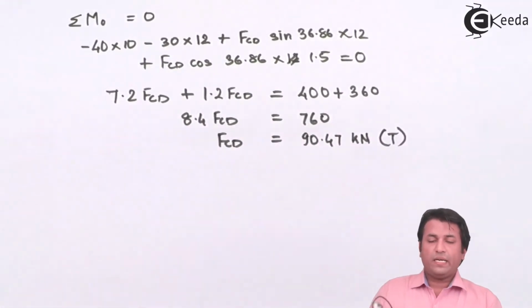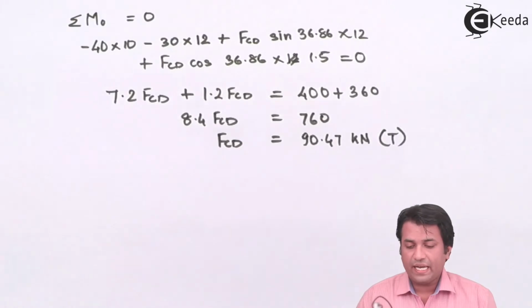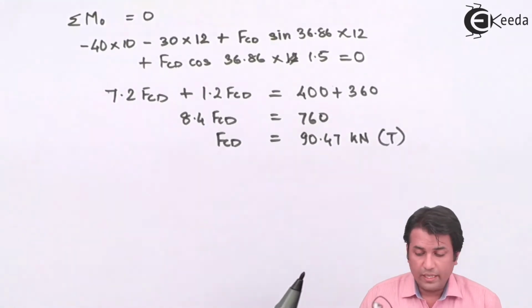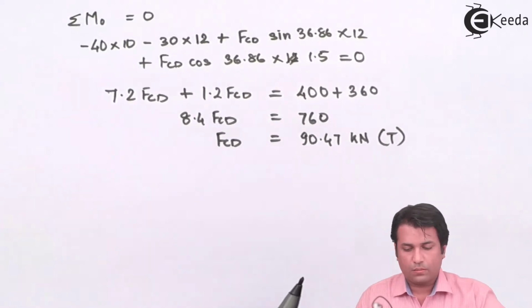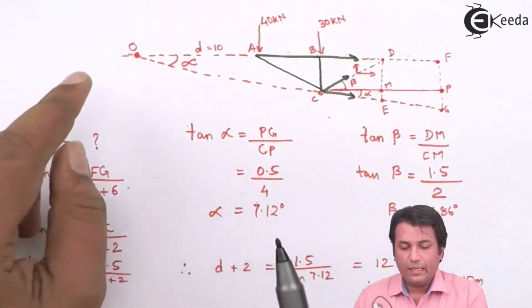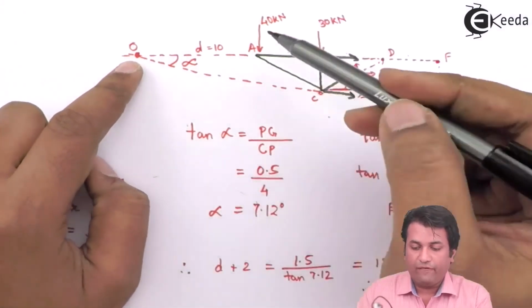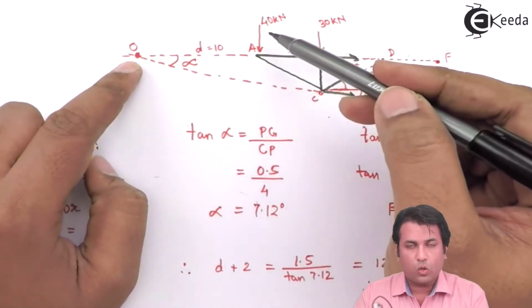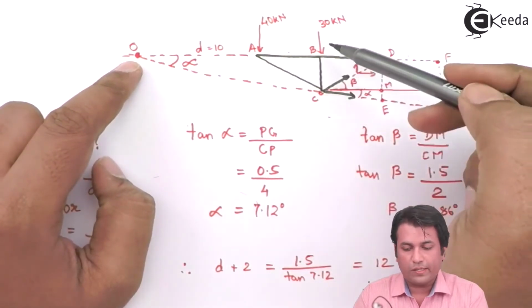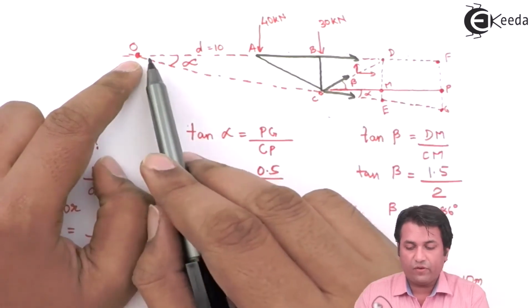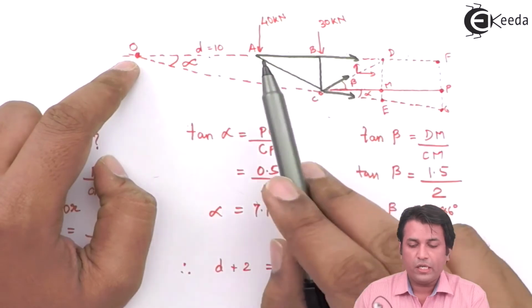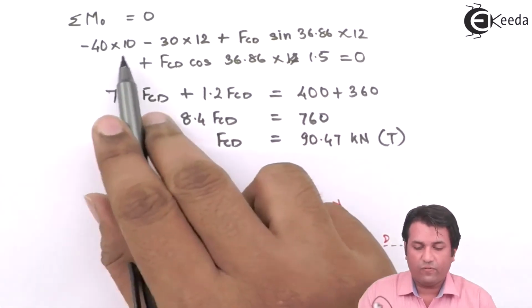So you can see that I've got the force in the member CD as 90.47. Since the value is positive, the nature of the force is tensile. The calculation is pretty simple. You can see that I've taken moment about O. The force 40 kilonewton is creating a clockwise moment, so that would be negative. The 30 kilonewton force is again creating a clockwise moment, so that would be negative. The distance for the force 40 kilonewton is 10 meters and the distance for the force 30 kilonewton is 12 meters. So I have just written that over here.